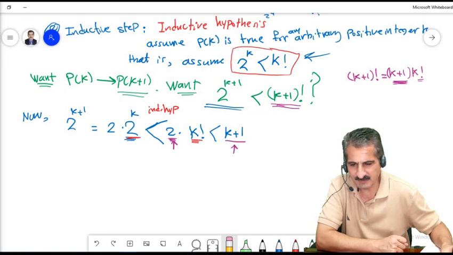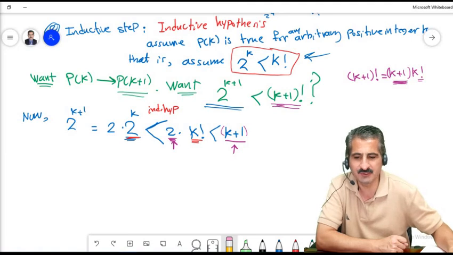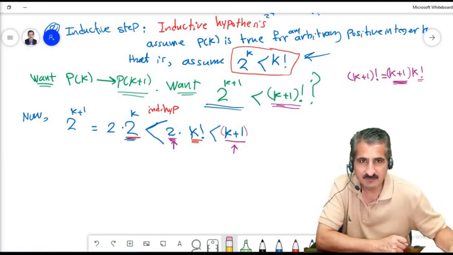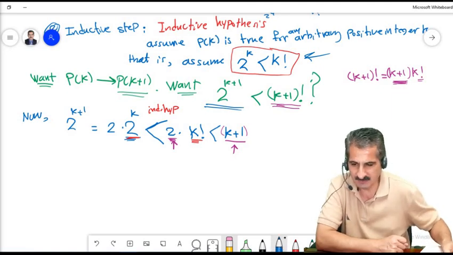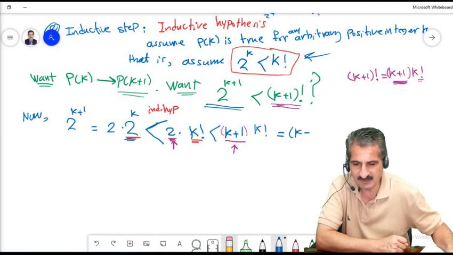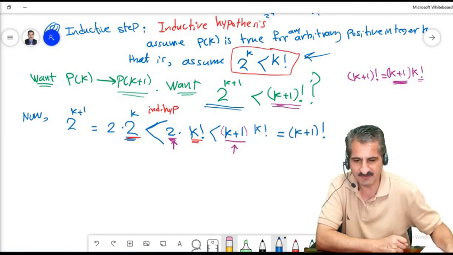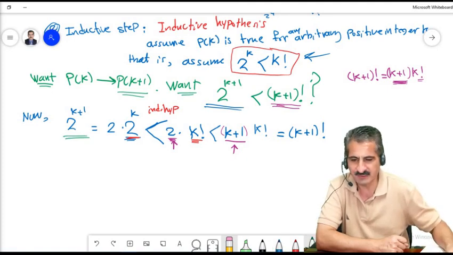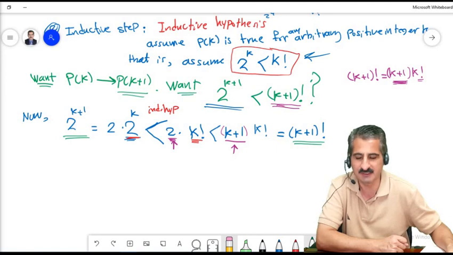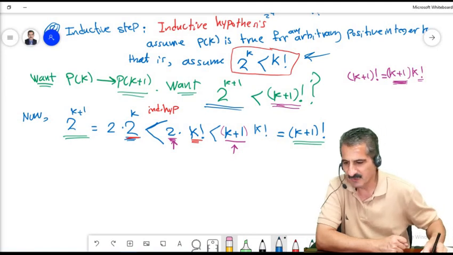Why? Because k is assumed to be greater than or equal to 4, remember? We assumed our domain is integers that are greater than or equal to 4. And now we get k plus 1 factorial in here. So we started with 2 to power k plus 1, and we showed that it is less than k plus 1 factorial.